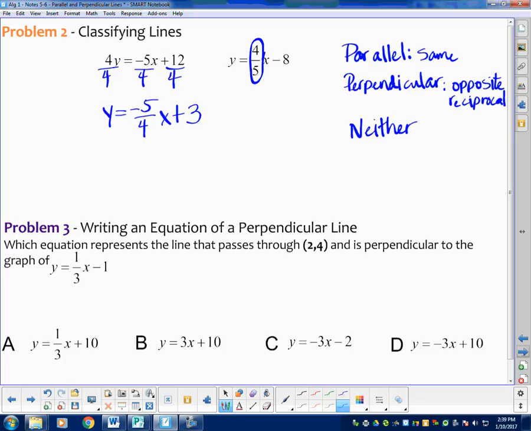Now, if I compare this negative 5/4 with 4/5, they're definitely not the same, right? Are they opposite signs? They're reversed. Yeah, I've got a reciprocal, a positive and a negative, and they're flipped over, right? 5/4 and 4/5. So these two are perpendicular. You can find that out just by looking at their slopes. Can we write perp? Yep.